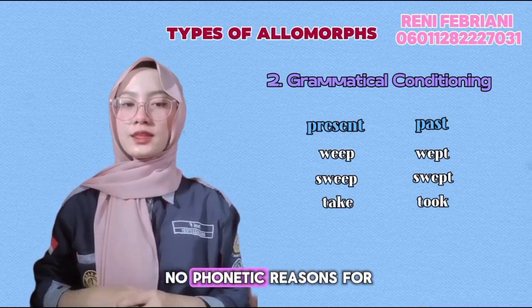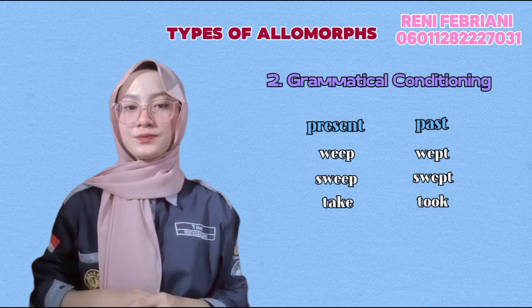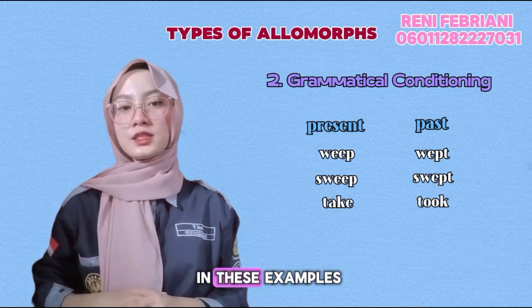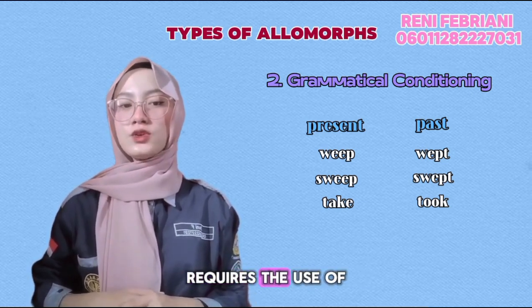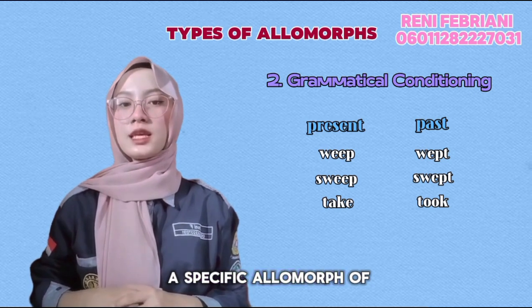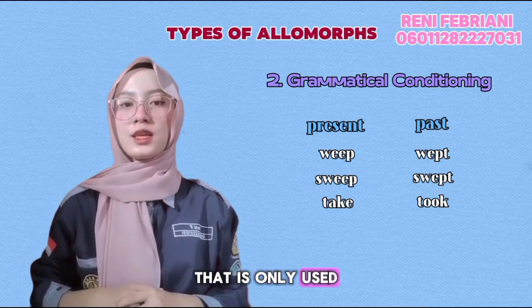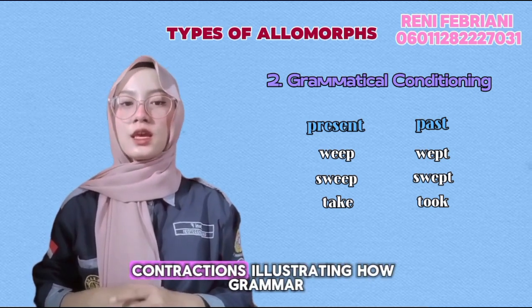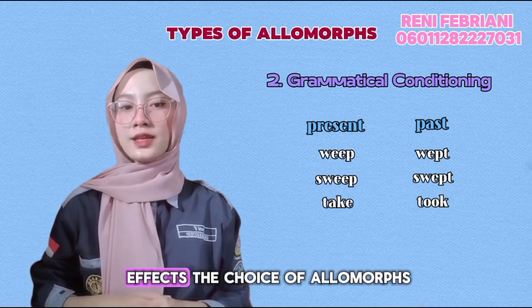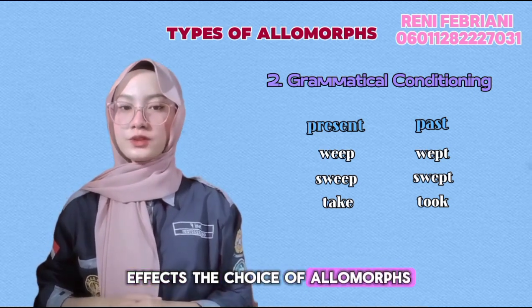Even though there is no phonetic reason for this change, the past tense morpheme in these examples requires the use of a specific allomorph of the verb that is only used in past tense constructions, illustrating how grammar affects the choice of allomorphs.